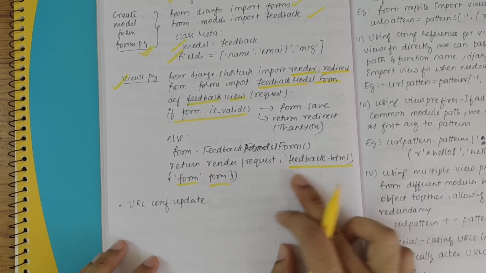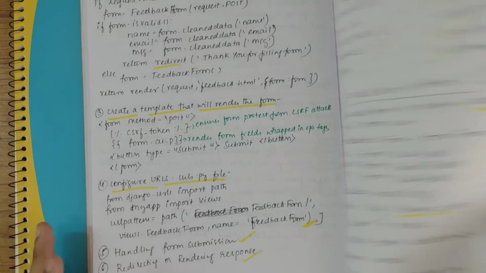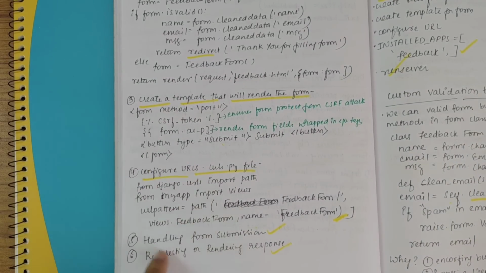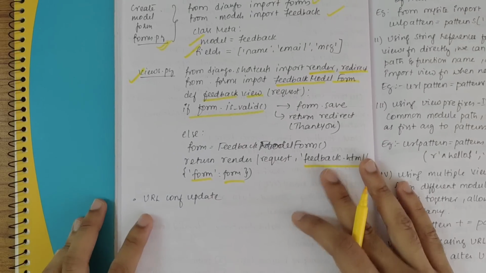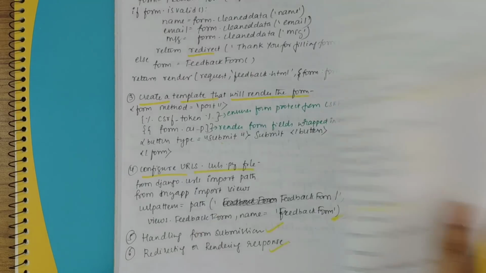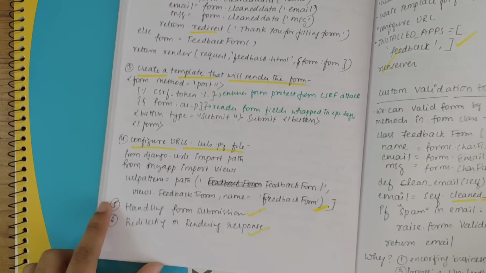So after this I should write the feedback.html part also, which is pretty easy. We have seen here how to write the HTML part, right? So it is pretty easy, you can write it this way. Okay, next we have to configure the URL. So again, configuring the URL holds the same steps.